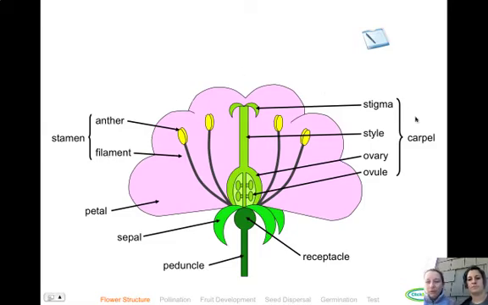The female reproductive portion of the flower is called the carpel, and it's actually broken down into three parts. This top part here is the stigma that goes down into this tube called the style, which then attaches into the ovary. The ovules, just like in humans, are kept in the ovary of the flower. You then have a couple other parts of the flower itself down here: the receptacle, the peduncle, the sepal, and the flower petal, which obviously you're familiar with.